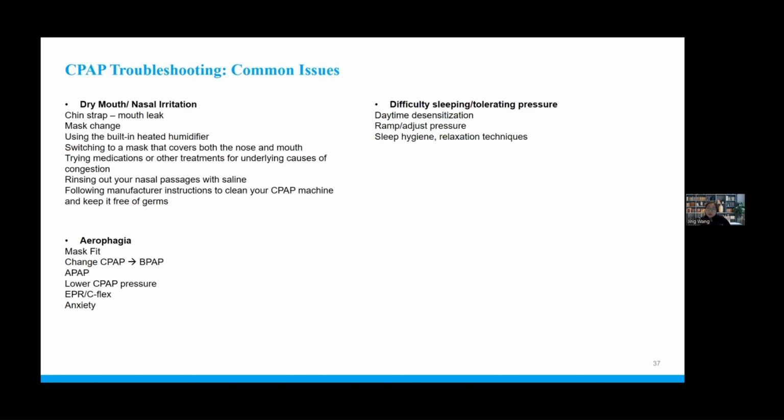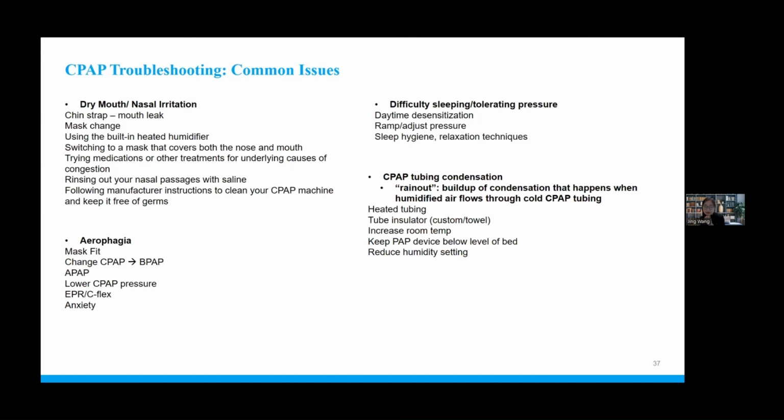A lot of patients complain of difficulty sleeping and difficulty tolerating pressure. Here we really recommend daytime desensitization. You can have the patient wear the mask and have the machine on for 20 to 30 minutes during the day. You can try things like adding a ramp or lengthening the ramp to have the pressure build up slowly, and then continue to reinforce things like sleep hygiene and relaxation techniques.